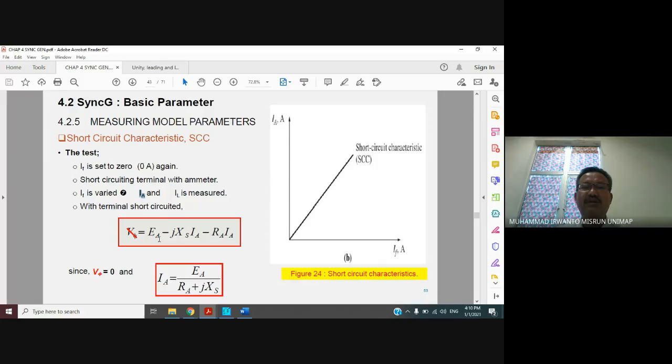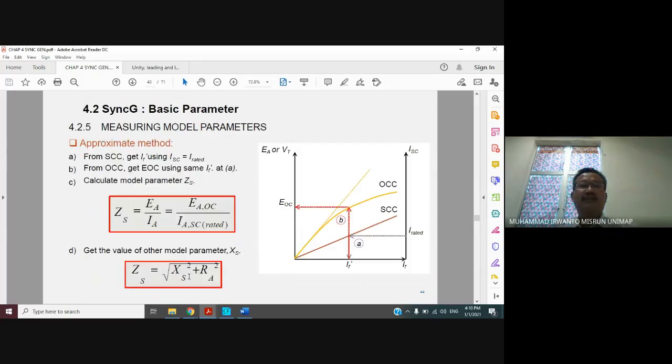EA is obtained from the open circuit test, and then IA is obtained from the short circuit test. For the short circuit test, phase voltage is zero. So we can find the value of XS. Remember this one? We can find the value of XS here. Or the value of XS can be obtained from here also.